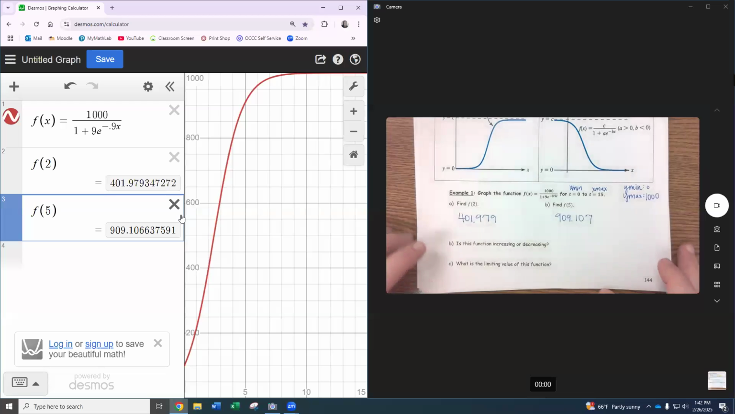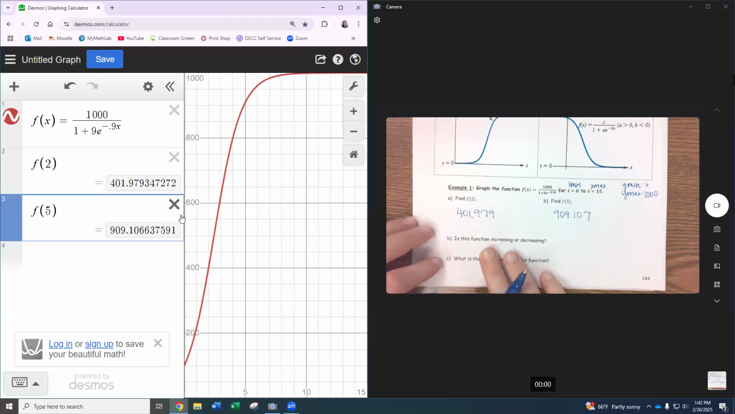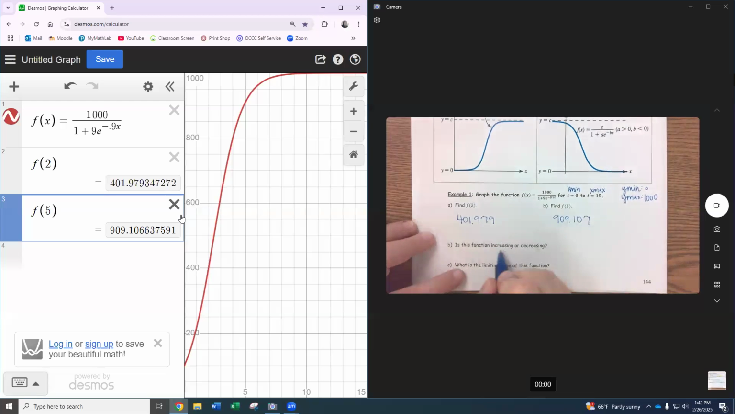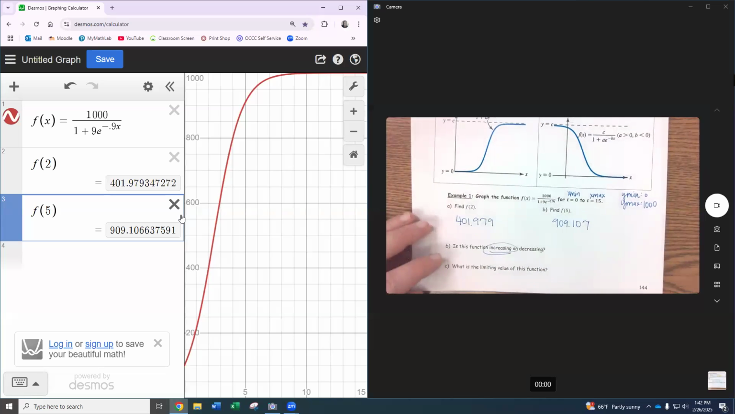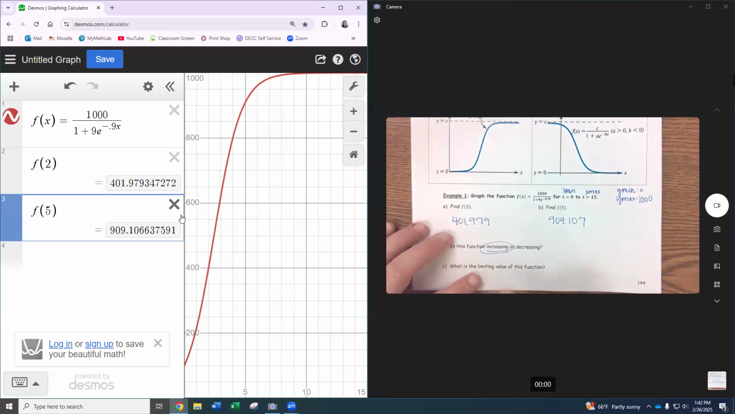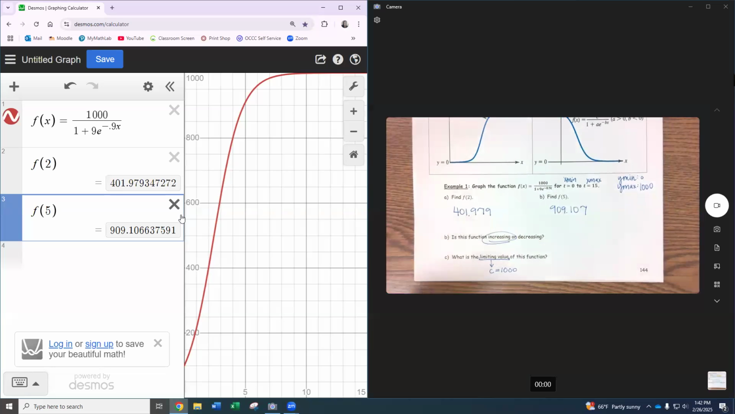Is this function increasing or decreasing? Very clearly increasing. And what is the upper limit? My upper limit is C. So here, C is 1000. These questions are going to be pretty easy, to be honest with you.